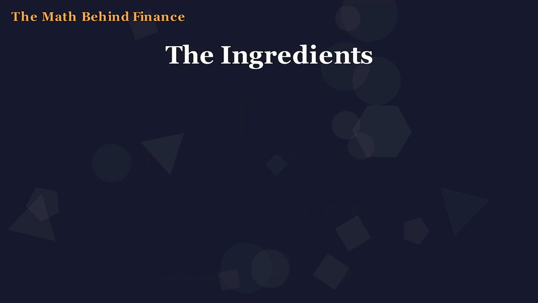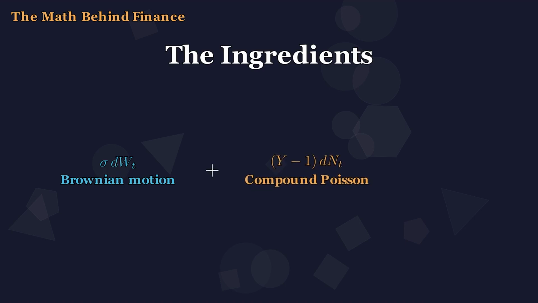Now we have all the ingredients. Brownian motion for the smooth, continuous part of a stock's daily wandering. Compound Poisson for the sudden, discrete shocks, the crashes, and the spikes. Robert Merton's insight was to glue them together with a plus sign. That plus sign won him a Nobel Prize.